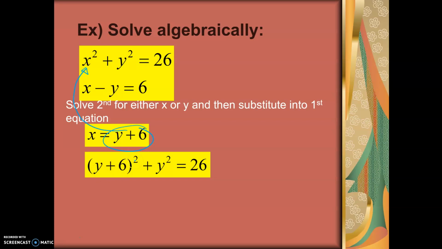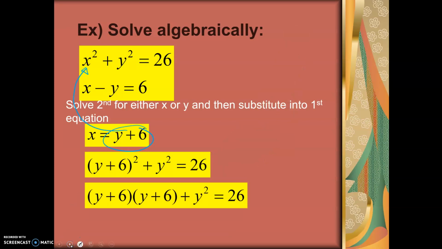Remember, when you have y plus 6 squared, that does not mean you distribute the 2. No, no, no. If you do that, throw your pencil out the window, okay? Experience tells us that by definition, if you square something, that means you write it twice. So when you write this twice, you have to FOIL.